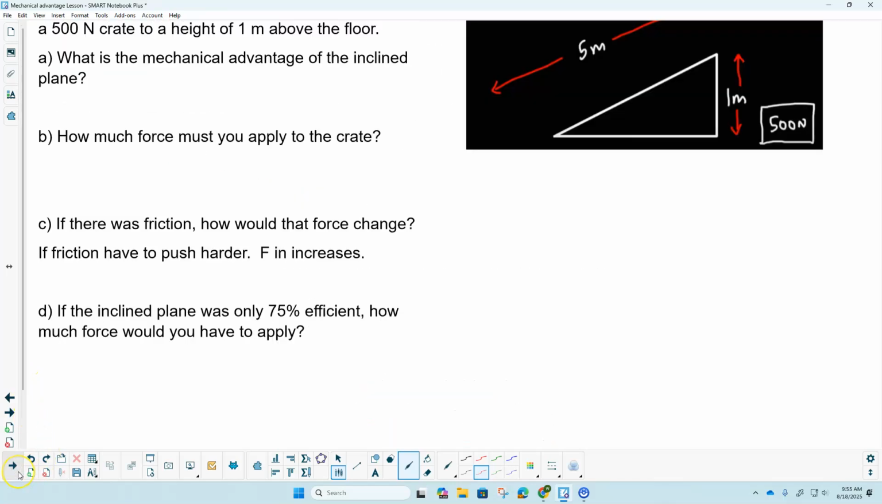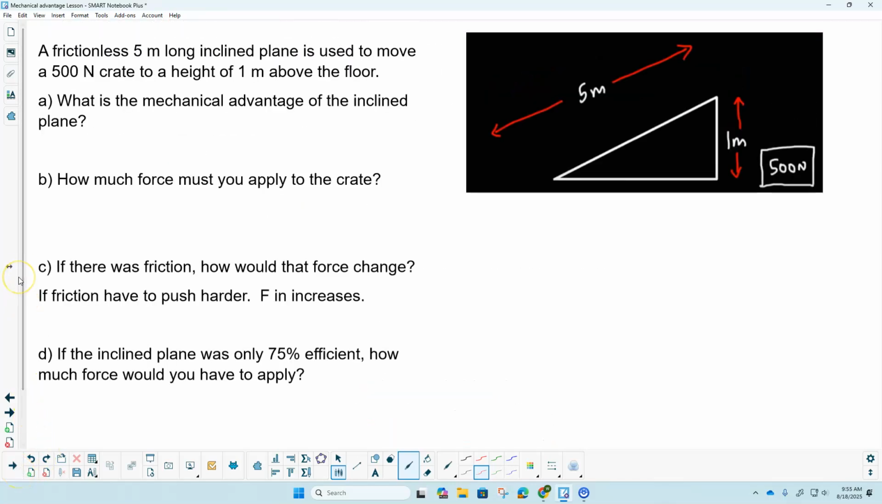Okay. I think it's best to go through a problem because that'll help us understand and apply that equation a little bit more. We're going to take the same scenario. We're taking a box and we're going to move it up a ramp to some height above the ground. In this diagram, it tells us the same information that's over here. So a frictionless, that's important, frictionless, 5 meter long incline plane. This is the distance that we're going to put in. That's the distance we're going to move it in.